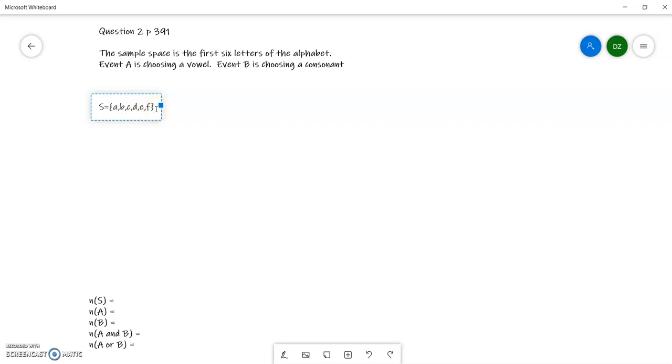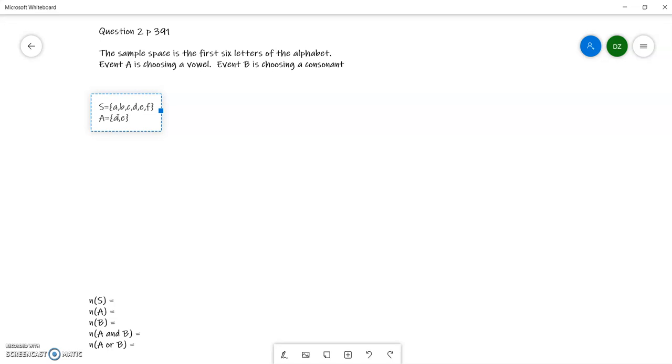Then it goes on to say that event A is choosing a vowel. So from my sample space, I need to identify whether each one of them is a vowel or not. Is A a vowel? Yes, so it belongs in my event A. Is B a vowel? No, so it doesn't belong. Is C a vowel? No. D? No. E, yes, so it belongs in my event A. Is F a vowel? No. So now I have defined my event A as the vowels, and the elements in A are the letter A and the letter E.